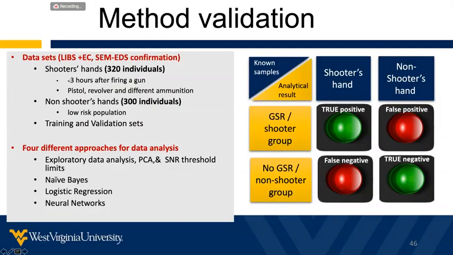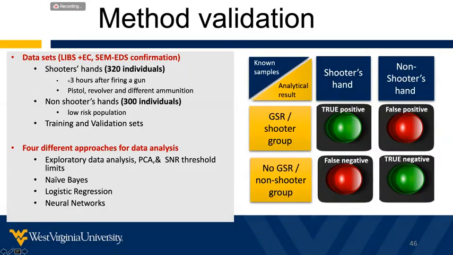So in the following slides, we will be describing the results for samples from 320 individuals collected less than 3 hours after shooting. We collected 4 samples per individual: left hand, right hand, palm, and back, respectively. So for those 300 individuals, that's over 1,000 samples that we collected and analyzed. We also sampled 300 individuals from a low-risk population of non-shooters. And we use this data to estimate how many times that we have a sample from a shooter we correctly identify the presence of gunshot residue.